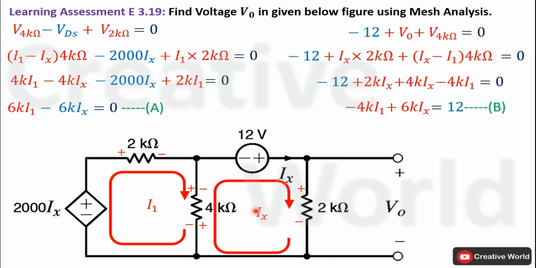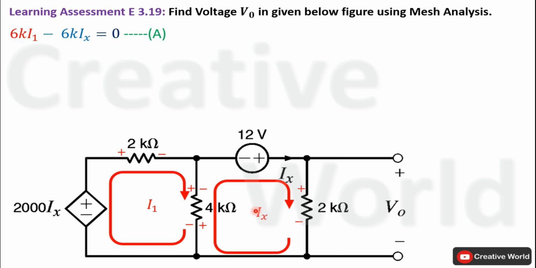Up to this point we have two equations. The equation A is retrieved from this first mesh and equation B is retrieved from this second mesh. Now we will solve these two equations to find out the value of current Ix. We are interested to calculate the value of current Ix because voltage across this 2 kilo ohm resistance is the product of current Ix and 2 kilo ohm, and it is asked in this scenario to calculate the value of voltage across this 2 kilo ohm resistance. So first of all we will try to find out the value of current Ix.